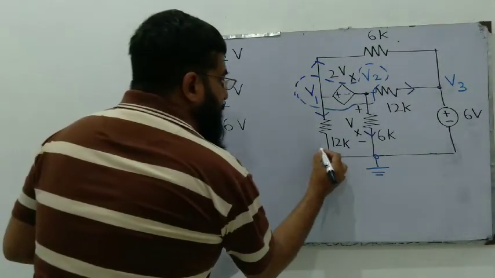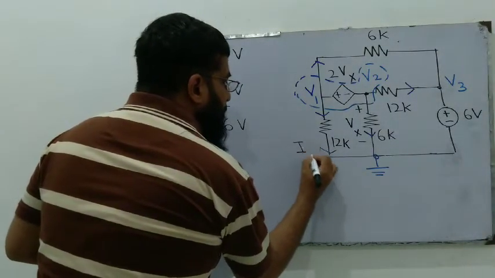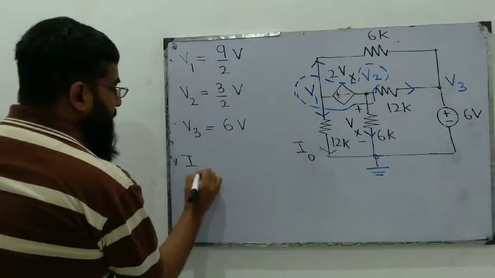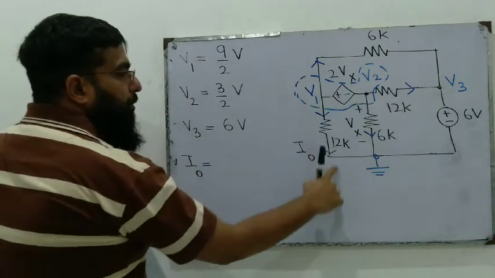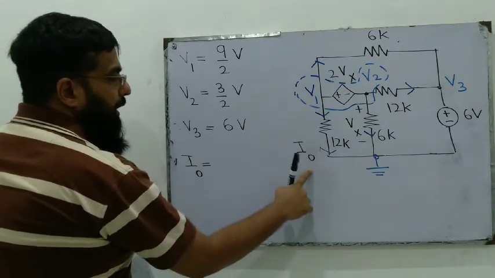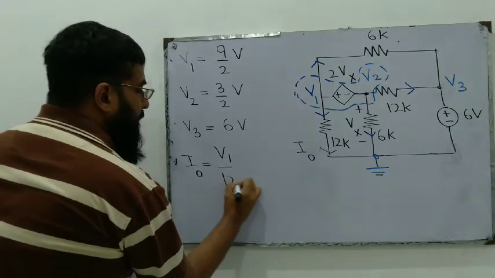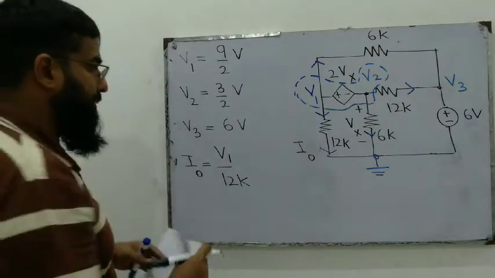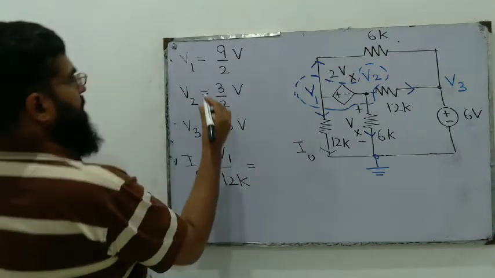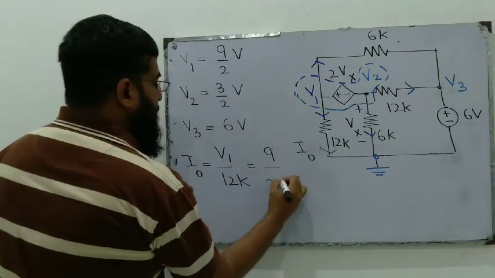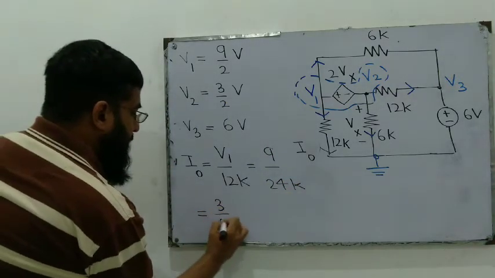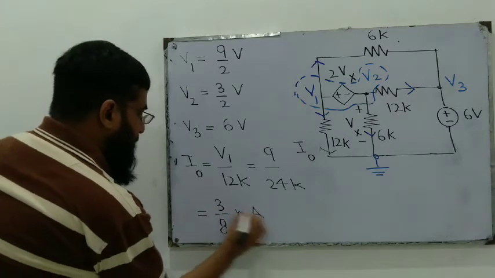We have to find the current I naught through this 12K resistor. The voltage drop across the 12K resistor is V1, so the current should be V1 over 12K. According to Ohm's law, current is the voltage divided by the resistance. V1 is 9 over 2, so the current is 9 over 24K, or it can be written as 3 over 8 milliamperes.